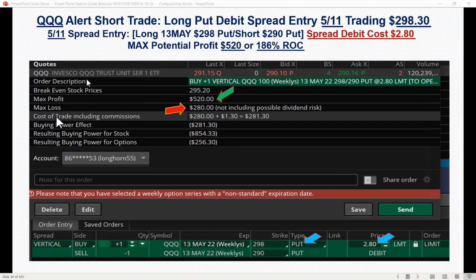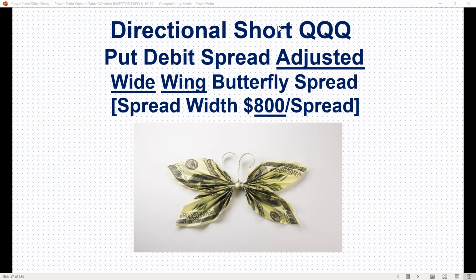Now let's see if I can get this to turn. So the next one is a directional short, again on QQQ. This is just the adjustment that we did on that put debit spread, and we adjusted it into a wide wing butterfly spread. So we created an $800 wide butterfly spread to increase our potential profit if it runs further.